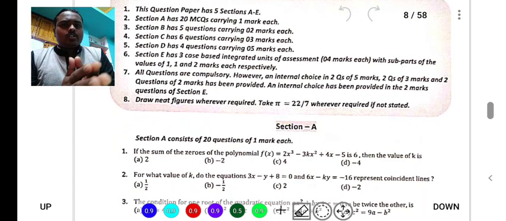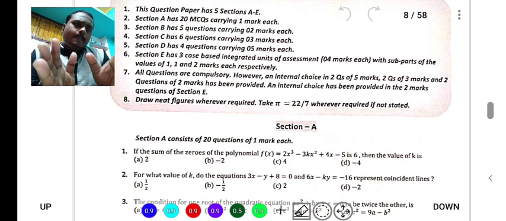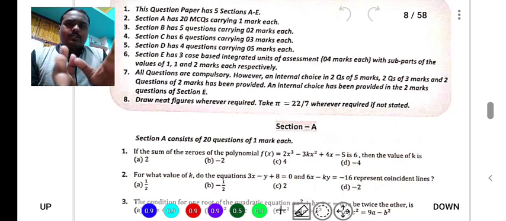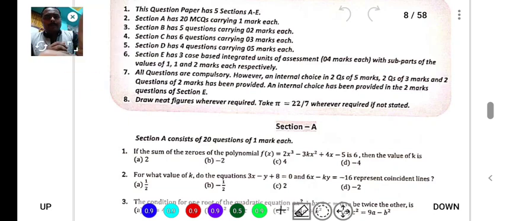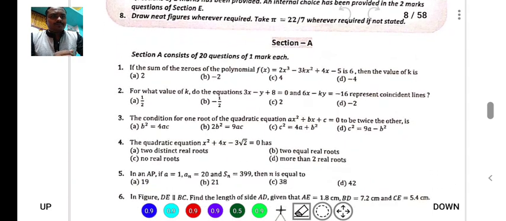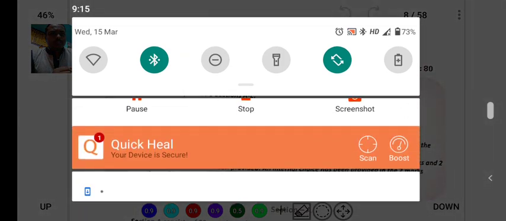If a whiteboard or smartboard is needed, then I will share it. Otherwise, using PDF annotation, I will explain each and every solution. Okay, so let's see this. This is sample paper 7. So we are coming to the first question.